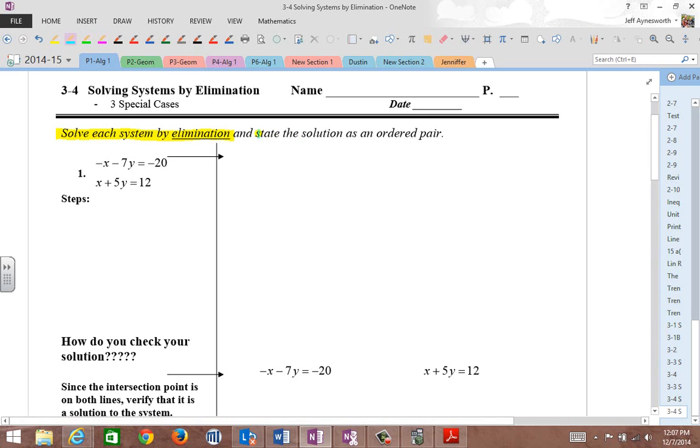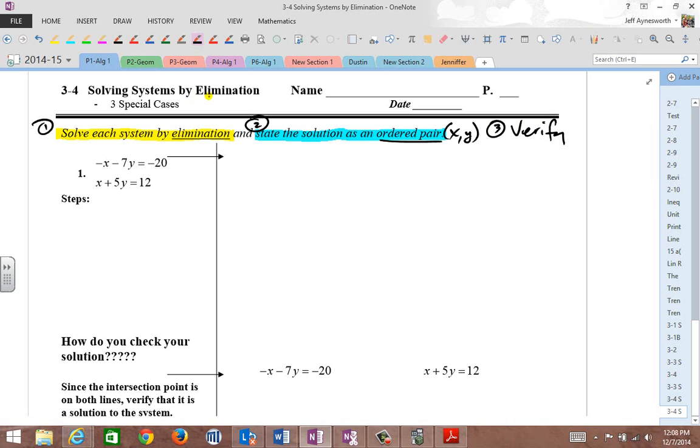Secondly, we're going to state the solution as an ordered pair, and we're also going to verify the solution as well. So number one, we're going to solve it. Number two, we're going to state it as an ordered pair, which means x comma y. And then third, we're going to verify and check the solution here. We can also check this on the TI-83 or some graphing software. Okay, so we're going to do a lot. Let's go ahead and get started here.